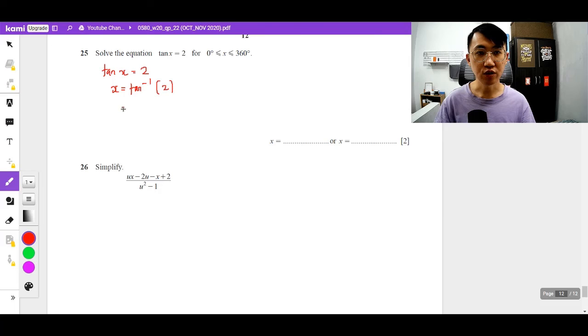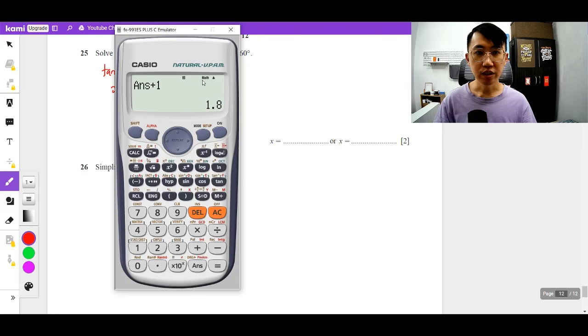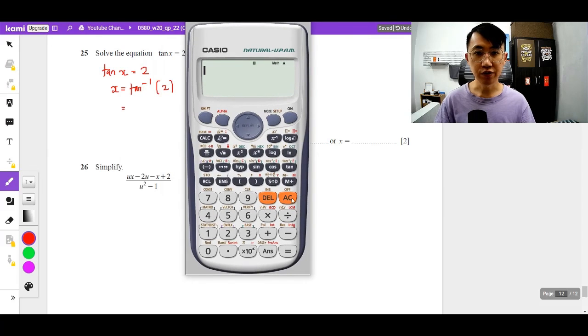So press your calculator. What is this? Shift tangent. Press 2 and equal. Alright, there'll be a lot of numbers. Try to copy like 3 or 4 numbers. 63.43.